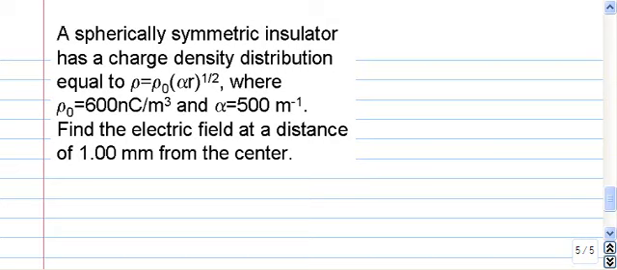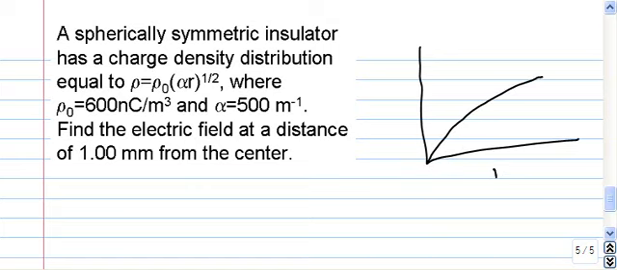Okay, in this problem, I'd like to calculate the electric field that arises from a particular spherically symmetric charge distribution. Now, the charge density of this distribution isn't constant. Instead, it varies in space as the square root of r, where r is the distance from the center of the distribution. So if I make a quick little sketch, it kind of looks like this. Rho of r starts at 0 and then increases as I move away from the center.